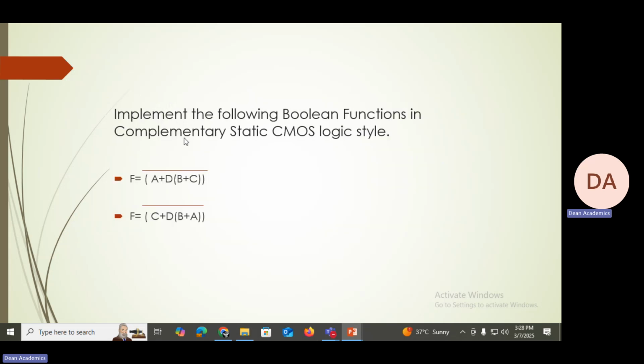Now, with the knowledge that we have gained, I hope you will be able to implement these given Boolean functions. B plus C and B and C transistors are connected in parallel. That combination will be in series with the D transistor, and entire combination will be in parallel with A transistor. Similarly, if I give another function like B plus A, transistor B and A will be in parallel with each other, and total combination will be in series with D, and entire combination will be in parallel with C.